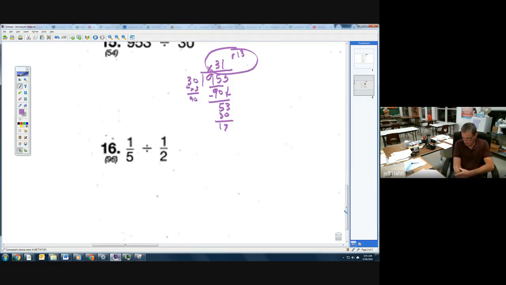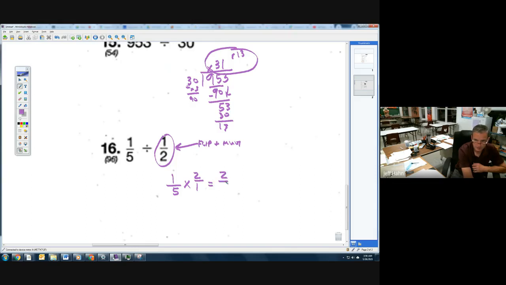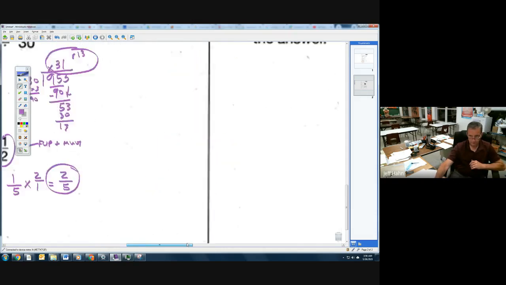Oh, problem 16. Hopefully you remember, and that's something to study: how do you divide by fractions? You divide by fractions by flipping the second one and multiplying by it. First one stays the same. It becomes a multiplication problem, and then you flip this one over, 2 over 1. And then when you multiply across, you get 2/5. 2/5.